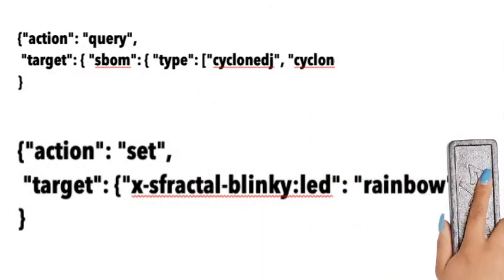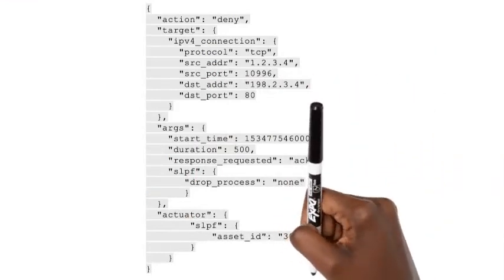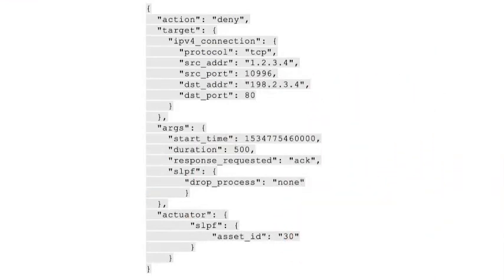Here's an example OpenC2 command to blink the lights in Twinkly Maha. OpenC2 allows for extensions. The LED command is not part of the specification and is extended in the sfractal namespace. Of course, actual commands are often more complex. Here is what I consider the most often used command in security, setting a firewall rule to block an IP address.